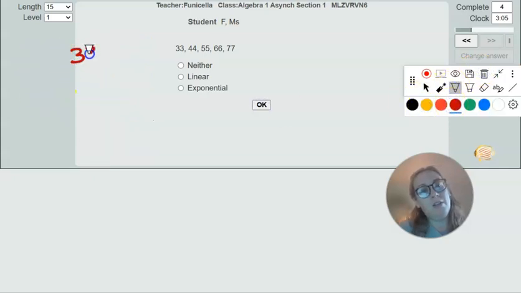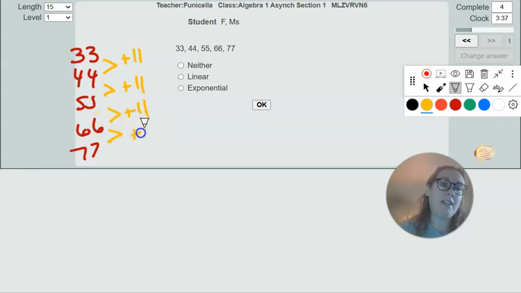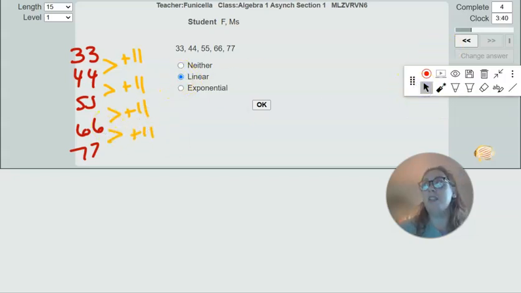This next one, 33, 44, 55, this is fun, 66 and 77. So they're not jumping high really fast. They're kind of going at a steady rate. So let's look at what the addition could be. They're getting larger. 33 plus 11 gets us 44. 44 plus 11 gets us 55. 55 plus 11 is 66. And this plus 11 gets us 77. So this is increasing at a linear rate. So you can hit linear and hit OK.